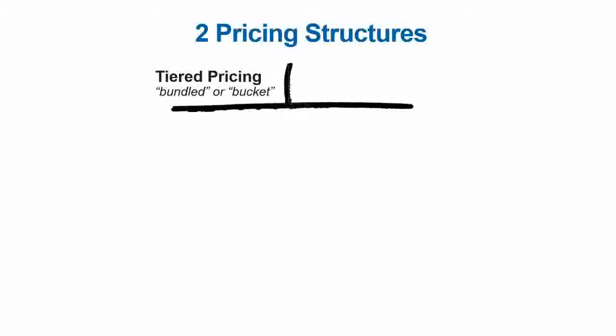Most providers will offer the following price structures. Number one, tiered pricing, also known as bundled or bucket pricing. And the second is Interchange Plus, also known as Cost Plus or Pass-Through pricing. In order to compare these two pricing models, let's first look at how the two pricing structures are related.